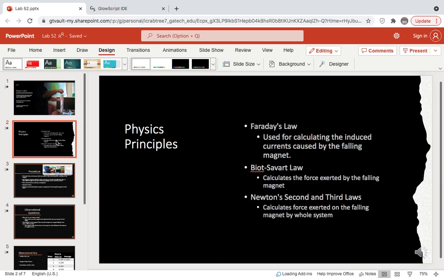The physics principles involved are Faraday's law, which is used to calculate the induced current caused by the magnet, the Biot-Savart law, which calculates the force exerted by the falling magnet, and Newton's second and third laws, which are used to find the force exerted on the falling magnet by the whole system containing the tube and the Earth.